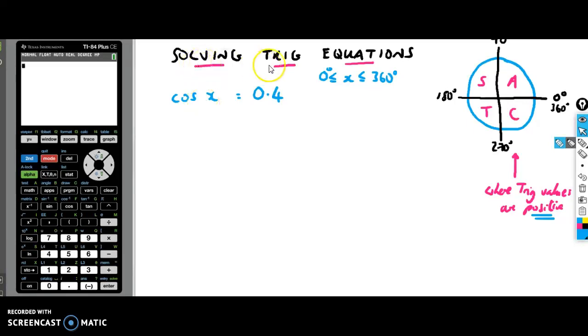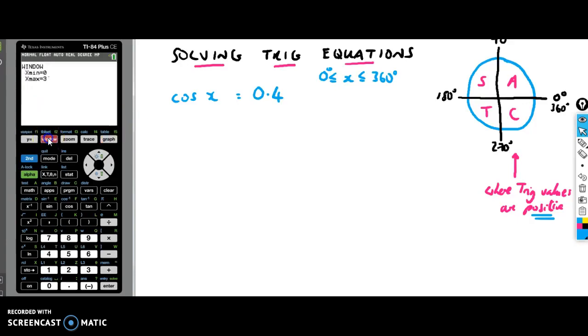I'm going to look at solving trig equations, starting off with something fairly basic like cos x equals 0.4. It's important that you understand what that really means. You should know that we could solve that by graphing cos x and 0.4 and finding where they're equal. The cos curve is a wave and 0.4 is a horizontal line. So it looks like this.